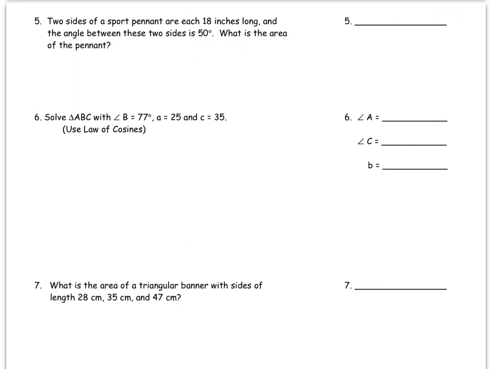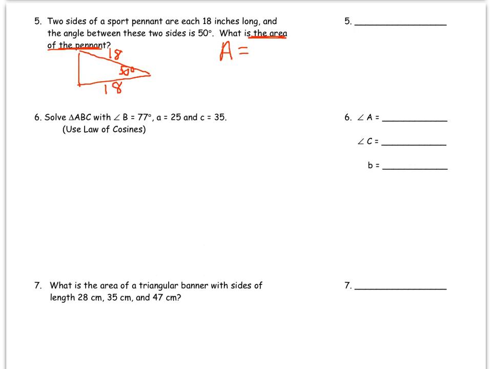Okay, this says 2 sides of a sport pennant are each 18 inches long, and the angle between those 2 sides is 50 degrees. So, okay, I got a sports pennant. I've got a 50-degree angle in between 2 sides that are 18 inches long. What is the area of the pennant? Okay, area. So my area, I've got to decide which area formula to use. I've got one area formula that I use when I just have all the sides, and I have another area formula that I use if I have two sides and the included angle. And I've got two sides and the included angle, so I'm going to use my area formula.